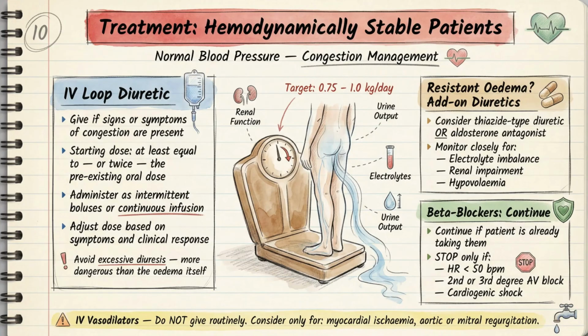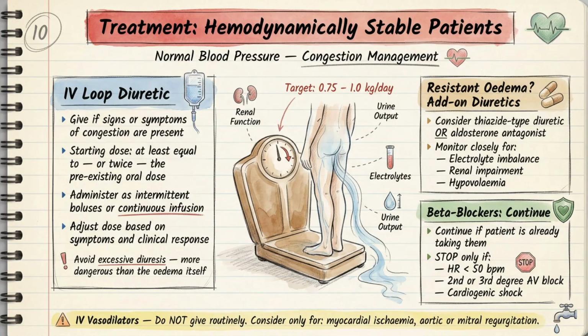And here is a warning worth emphasizing. Avoid excessive diuresis. It is more dangerous than the edema itself. For resistant edema, consider adding a thiazide-type diuretic or an aldosterone antagonist. Monitor closely for electrolyte imbalance, renal impairment, and hypovolemia.